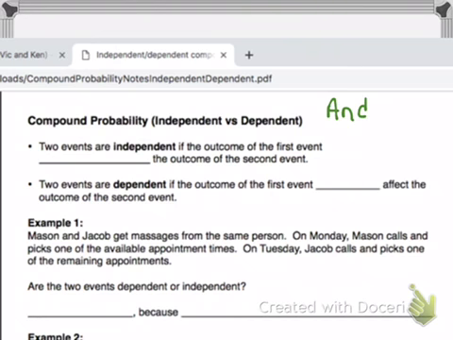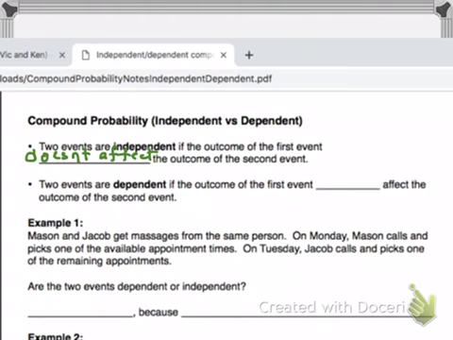But first, let's look at the difference between independent and dependent. Okay, so two events are independent if the outcome of the first event doesn't affect the outcome of the second event.